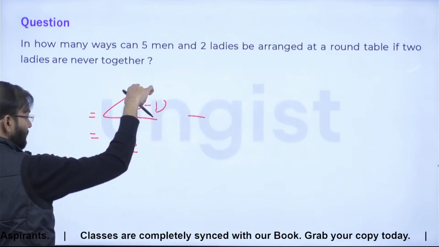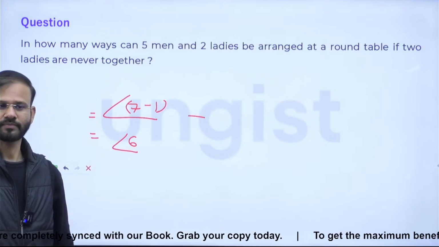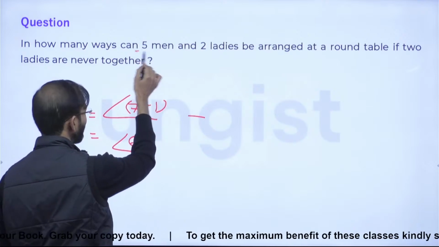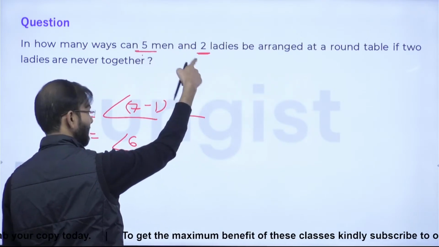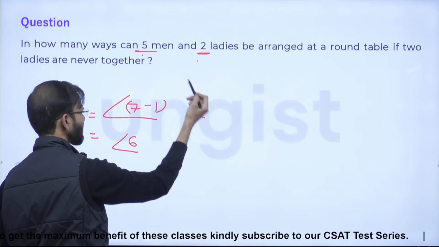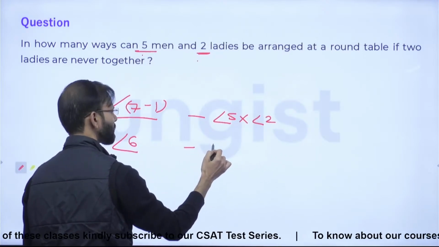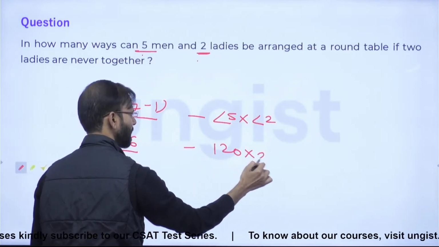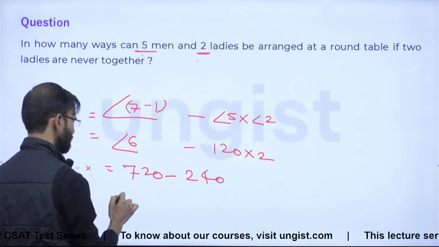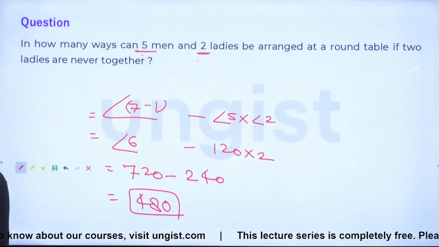Now, two ladies are together. Very good. 5 factorial into 2 because this is 5 and this 2 will be considered as 1. So there are total 6 characters, right? And in circular permutation they will be treated as 5, right? So this is 5 factorial into 2 factorial. So this is what? 120 into 2. So guys, the answer is 720 minus 240. This is what? 480. Yeah, 480. Right? Guys, any doubt?